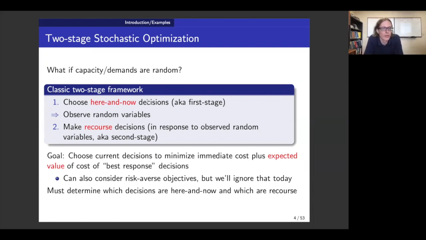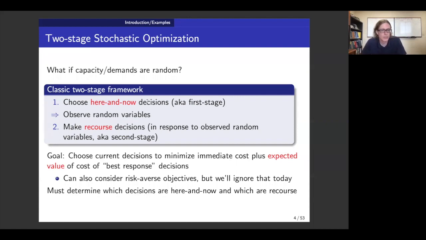But then we assume in this two-stage framework that after having fixed those things, we observe all the randomness. So we pick a day, 10 years from now, and we observe how much demand there is, and how much wind we get. And then after having observed all that, we operate our system in the best possible way. We call these our recourse decisions, because we make them in response to those observed random variables, or sometimes second stage decisions.